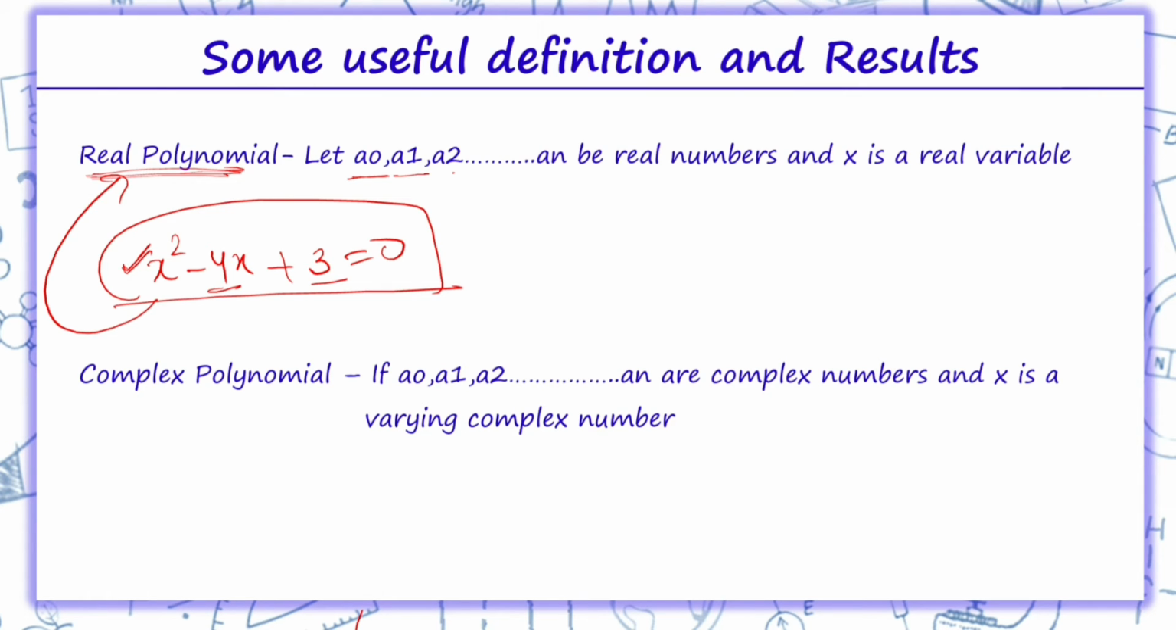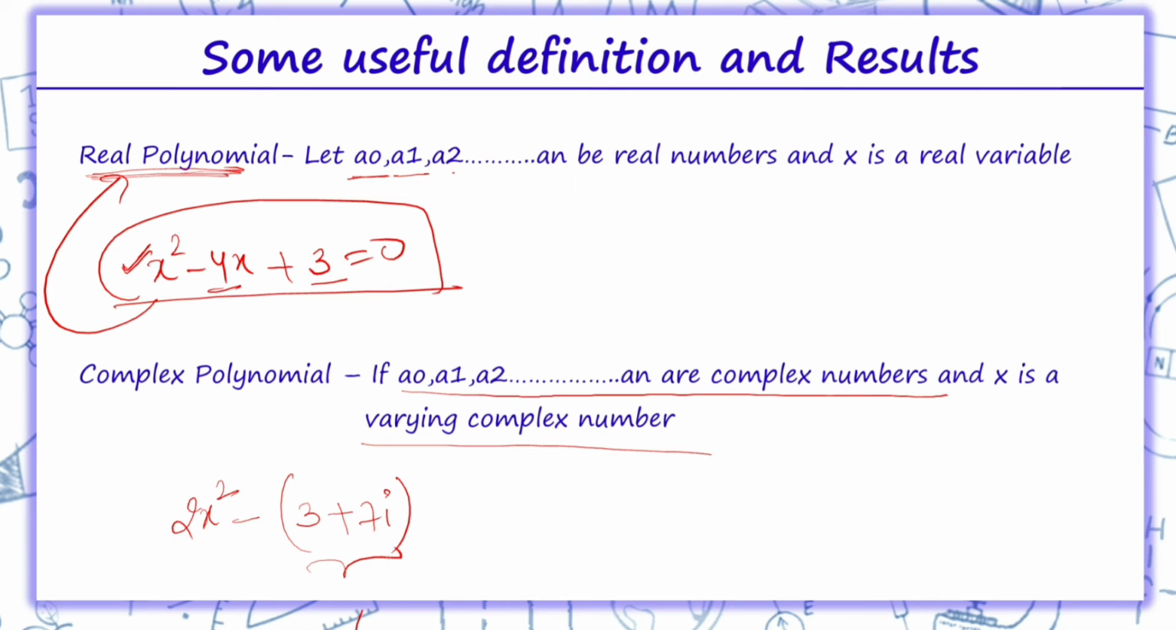Now if we have a quadratic equation in which a0, a1, a2, these are complex numbers and x is a varying complex number. For example, if I am writing over here 2x square minus (3 plus 7i)x. So this 3 plus 7i, it is a complex number, it is not a real number. Since 3 plus 7i into x is complex, therefore we will consider this polynomial to be a complex polynomial.